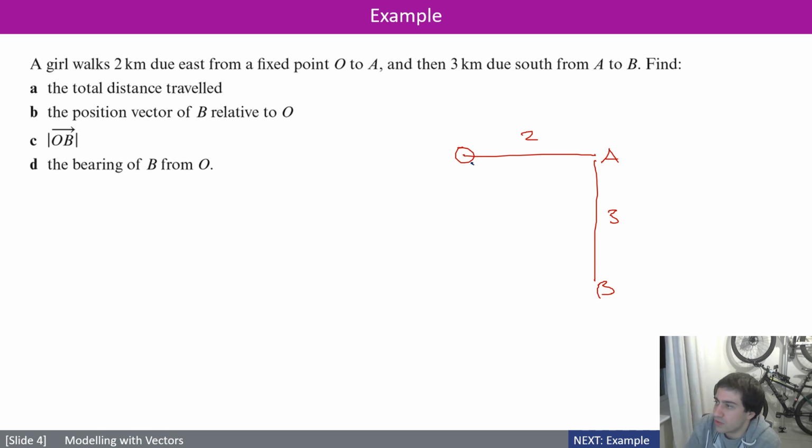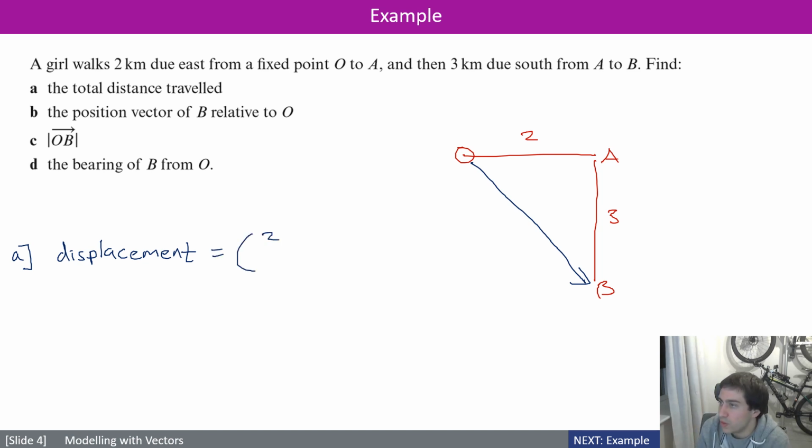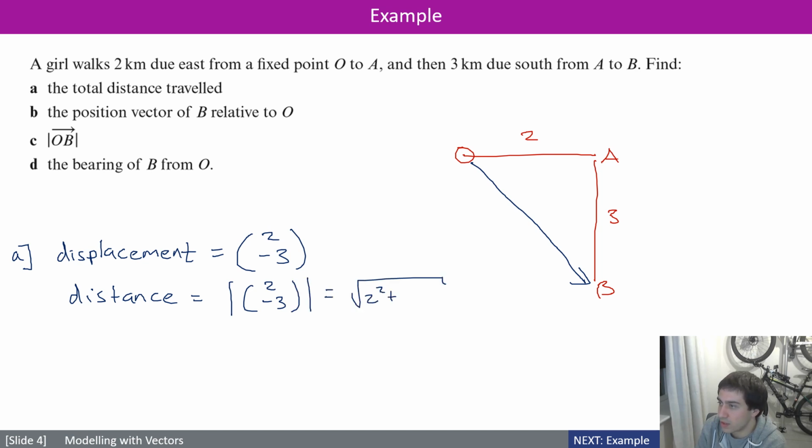Now, total distance travelled is there. You could technically do this without vectors, but we can just use the principles of vectors to answer this for us. So to do it formally, because we want to get used to using the formal terminology, her displacement, which is how far as a vector, is equal to (2, -3). That's her displacement. And then the distance, which is the magnitude of displacement, the scalar form, is this. And that is 2 squared plus minus 3 squared, or just 3 squared. And we get the square root of 13.